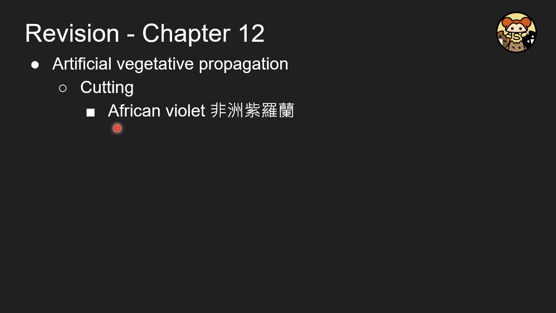And also, for humans, we can introduce artificial vegetative propagation. That is, by cutting the leaf of the African violet, we can produce another African violet with the same genetic content.